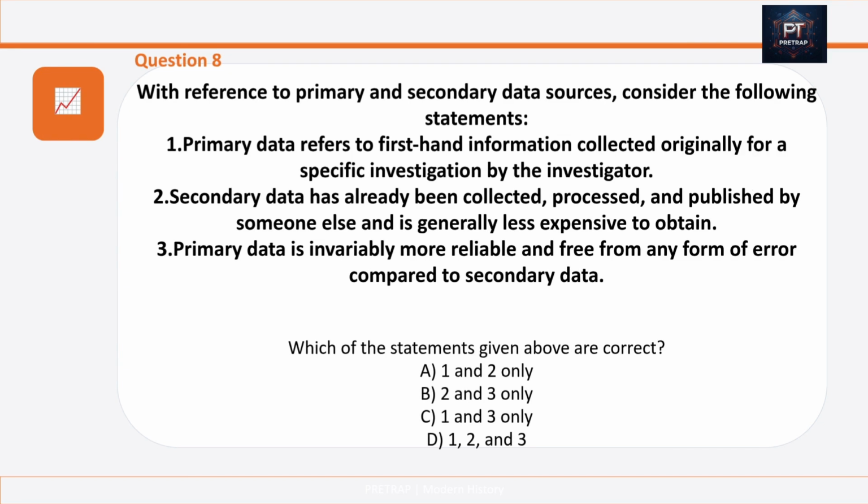With reference to the primary and secondary data sources, consider the following statements. Number 1. Primary data refers to first-hand information collected originally for a specific investigation by the investigator. Number 2. Secondary data has already been collected, processed and published by someone else and is generally less expensive to obtain. Number 3. Primary data is invariably more reliable and free from any form of error compared to secondary data. Which of the statements given above are correct?